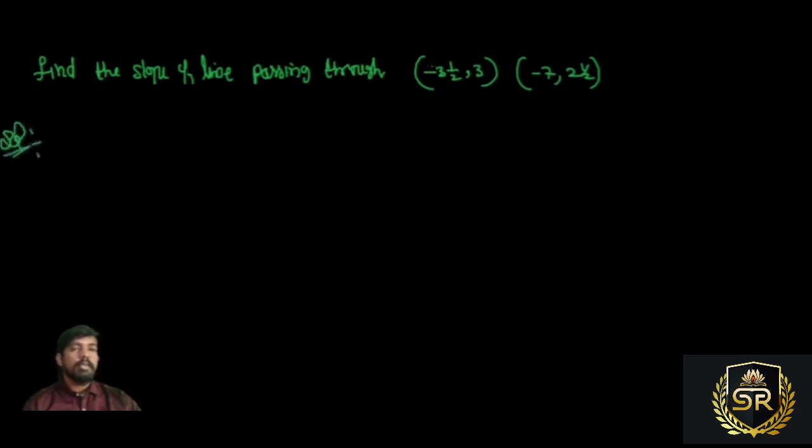Find the slope of a line passing through 2 points. Here 3 1 by 2 mixed fraction is given. First multiply: 3 2s are 6, 6 plus 1 is 7 by 2.